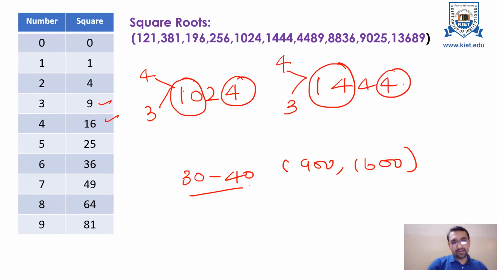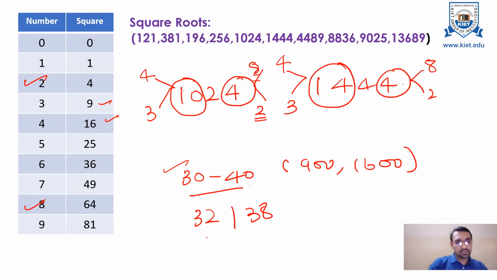If you observe carefully, when you square 2 or when you square 8, you will get 4. So the unit digit would be either 2 or 8. So the number which lies between 30 and 40 and whose unit digit is either 2 or 8, only two such numbers are possible. The number can be 32 or 38. So the square root of this number could be 32 or 38.